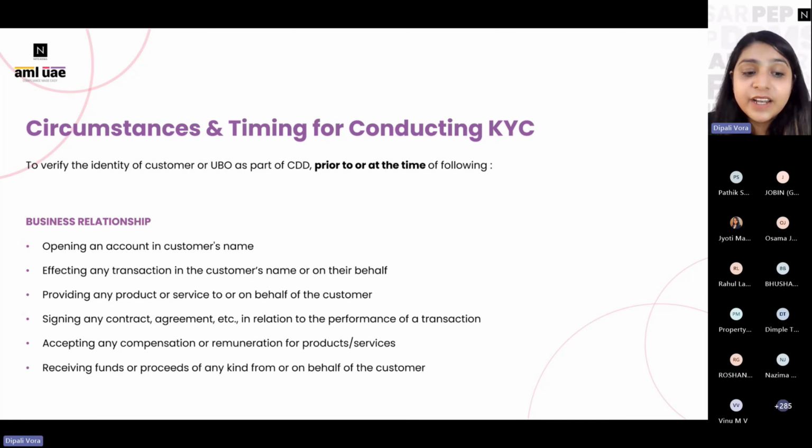The next question that we will answer is when will we do KYC? As per the law, we are required to do KYC before we onboard the customer. But there would be certain circumstances which might occur prior to that.